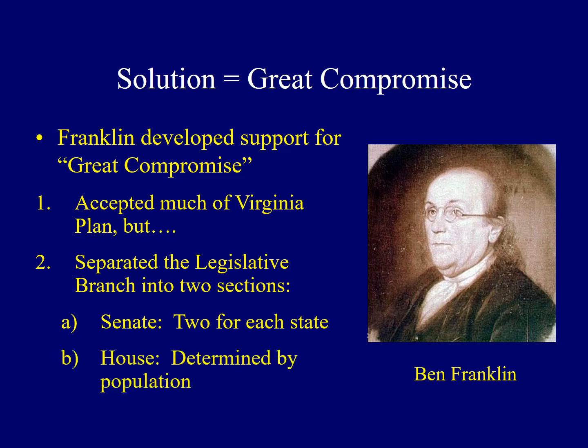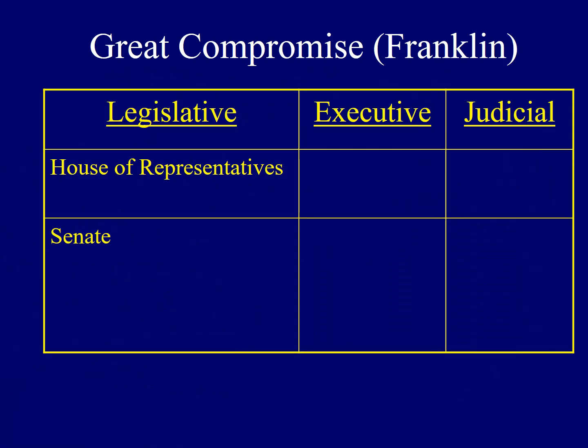The big states liked the makeup of the House of Representatives. The small states liked the Senate. Again, here we see that visual representation of separation of powers and the Great Compromise. The legislative branch was divided into the House and Senate. The number of representatives for each state was based entirely on a state's population, and this made people from the large states happy.